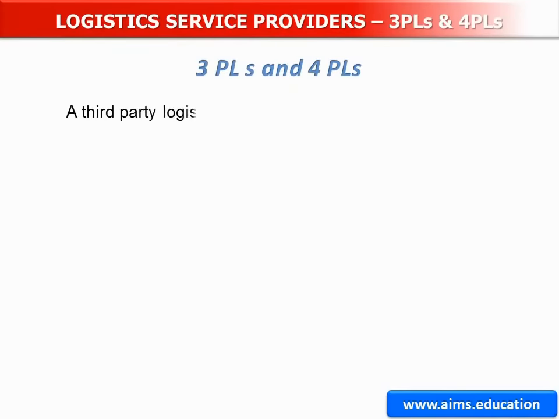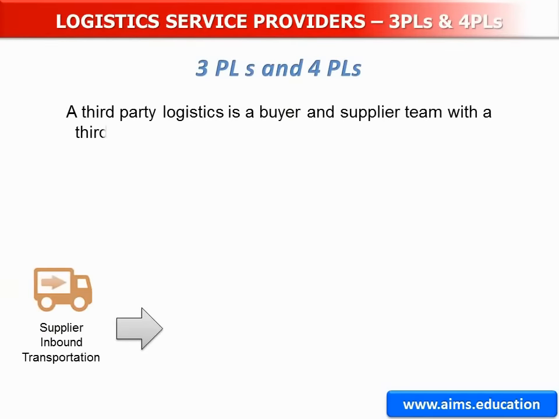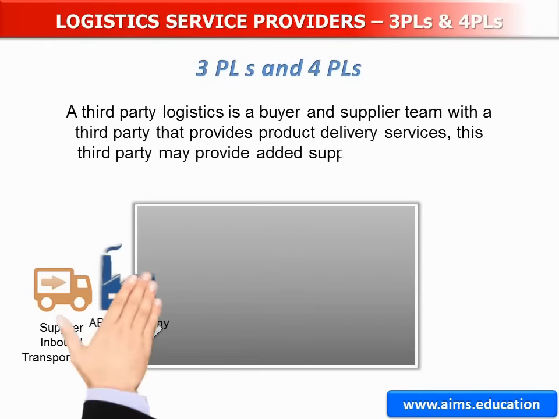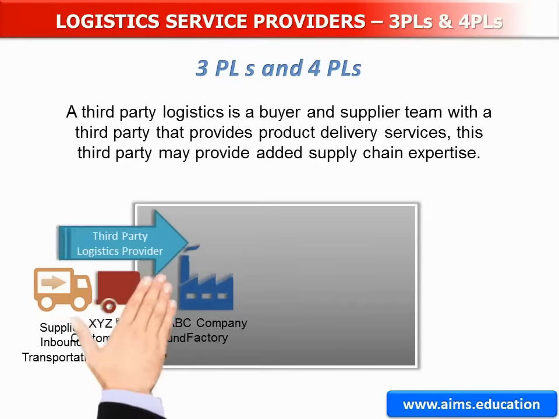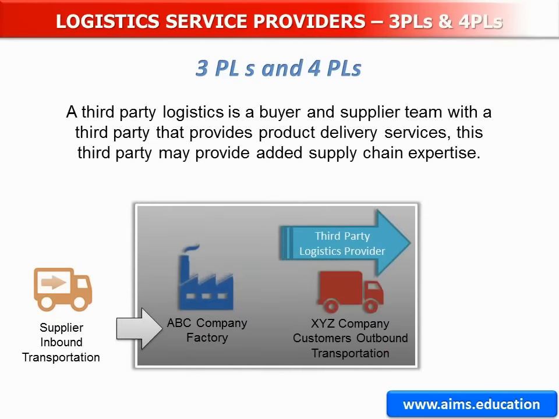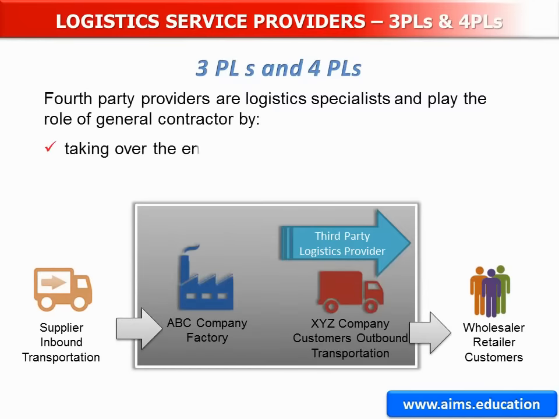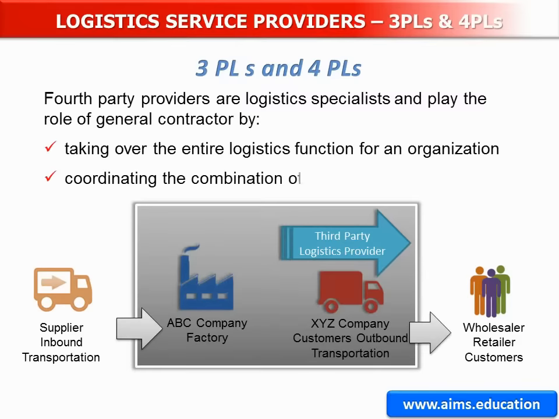A third-party logistics provider is a buyer and supplier team with the third party that provides product delivery services. This third party may provide added supply chain expertise. The exhibit illustrates the process of third-party logistics, with the third-party provider moving goods from the factory to the wholesaler. Fourth-party providers are logistics specialists and play the role of general contractor by taking over the entire logistics function for an organization, coordinating the combination of divisions or subcontractors necessary to perform the specific tasks involved.